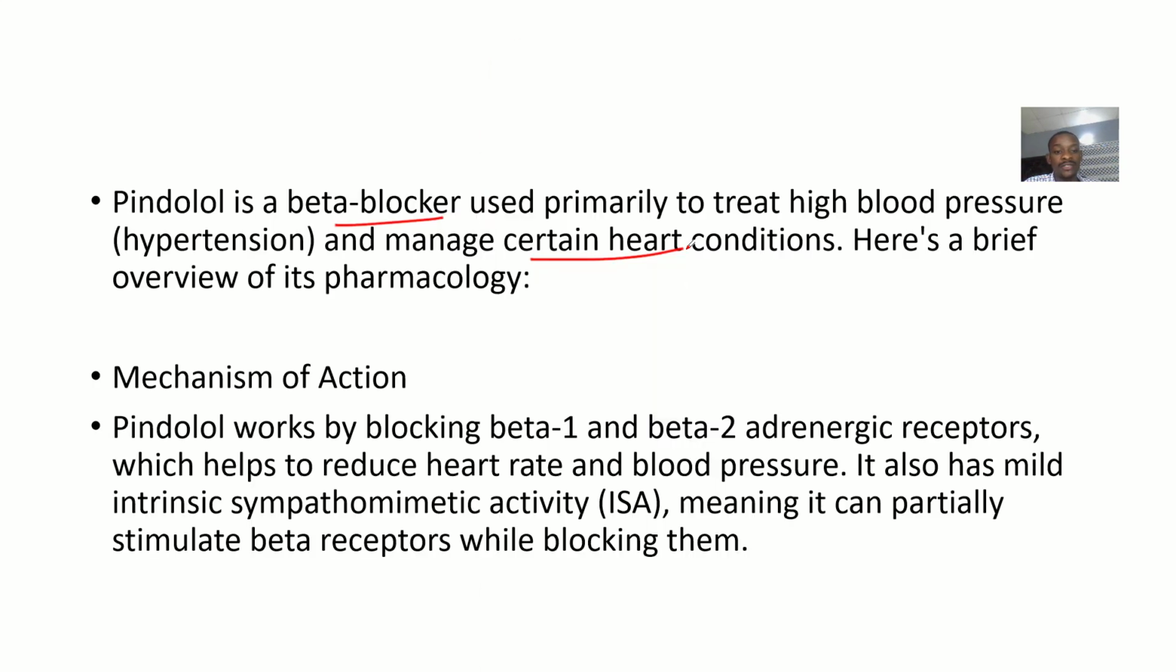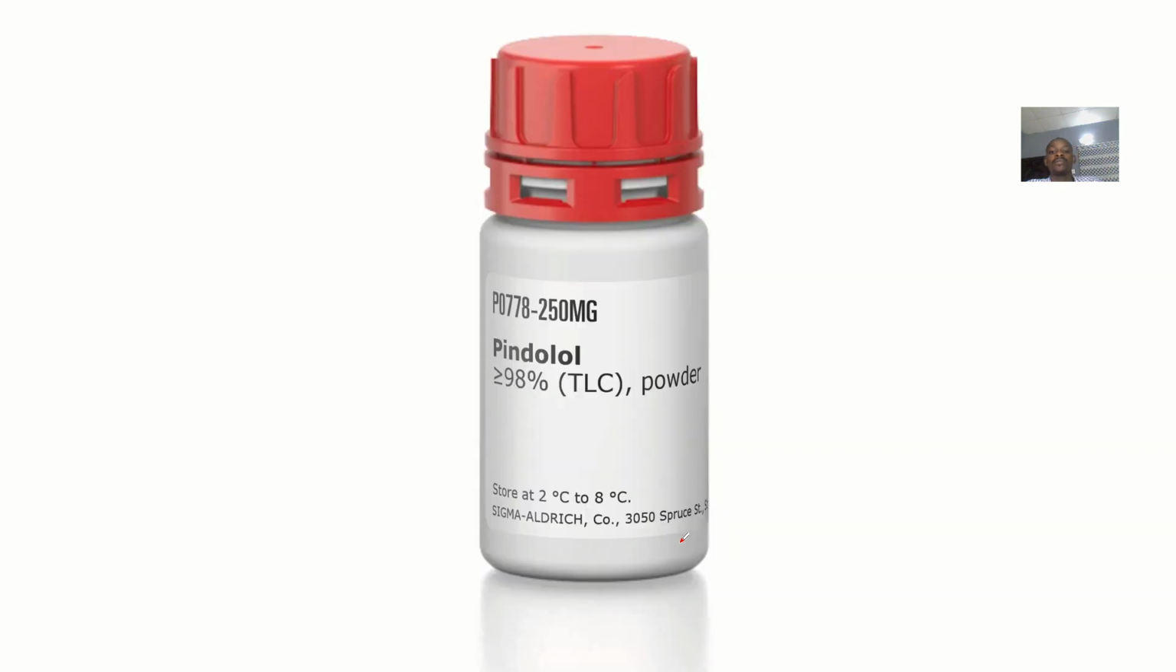For mechanism of action, Pindolol works by blocking beta 1 and beta 2 adrenergic receptors. When these receptors are blocked, it reduces how fast the heart is beating, and therefore it lowers the blood pressure. It is also a mild intrinsic sympathomimetic, meaning that it can partially stimulate beta receptors while blocking them. So this is Pindolol.